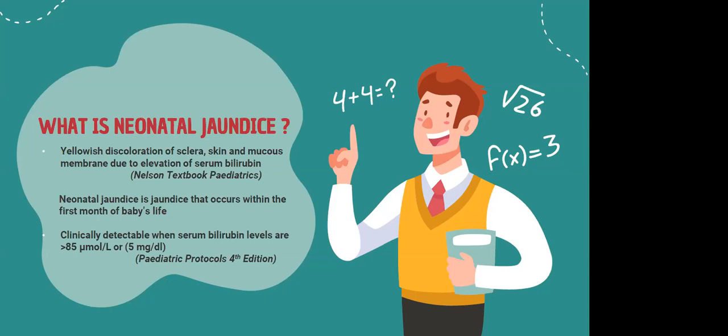And according to the pediatric protocol, generally all babies will have a transient rise in serum bilirubin, but only 75% will usually show visible jaundice. And the jaundice is clinically detectable when the serum bilirubin level is more than 85 micromole per liter, or 5 milligram per deciliter.